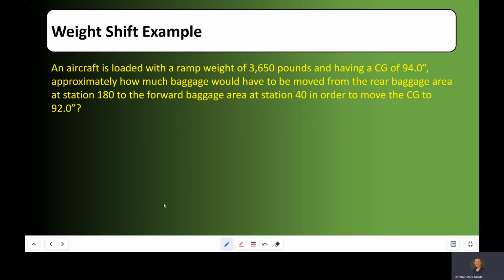We'll know 3 of those numbers, and we're going to solve for the unknown number. So in our example here, we have an aircraft that's loaded with a ramp weight of 3,650 pounds. And our current center of gravity is at 94 inches. How much baggage has to be moved from rear baggage at station 180 to the forward baggage at station 40 in order to move the CG to station 92? So that's a total of 2 inches. So that's our sample problem here to work on.